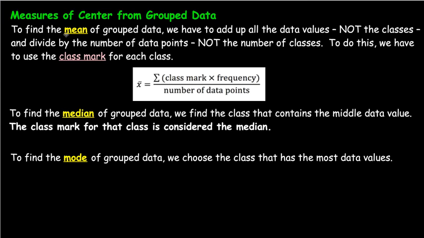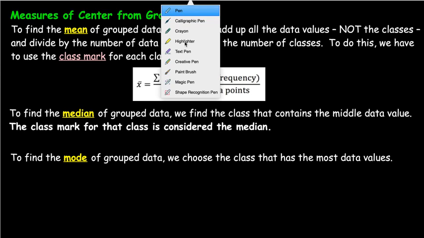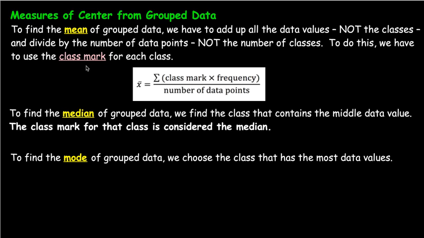So mean is pretty straightforward. We just have to deal with something called the class mark as we're calculating measures of center. This class mark is the median of each class. When I say a class, I mean a bin in a histogram, or an interval on a frequency table. And we'll look at how we calculate that in specific examples.